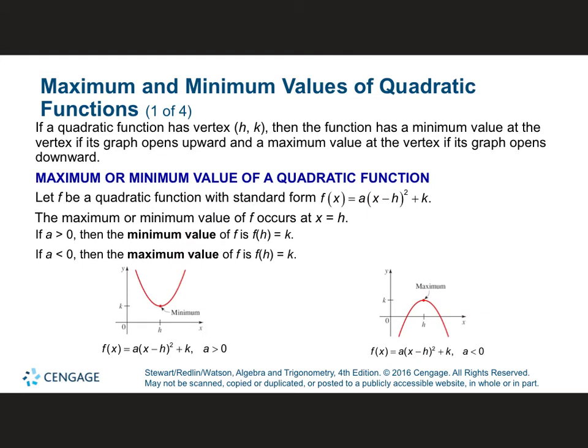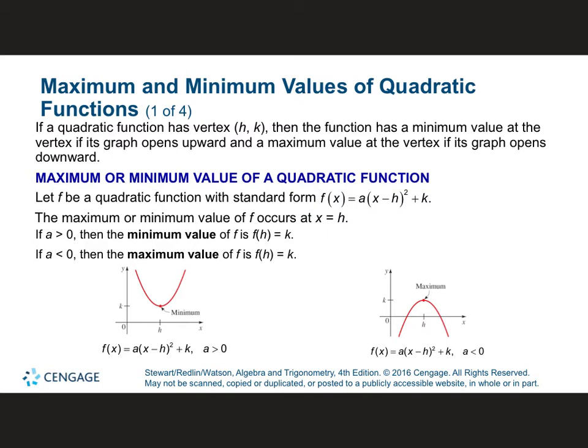The next part of your lesson goes over maximum and minimum values of your quadratic functions. So with these parabolas, you have a maximum or you have a minimum. That maximum and your minimum come from that vertex. The maximum is the y value from that vertex. Same thing with your minimum. It's that y value from your vertex.